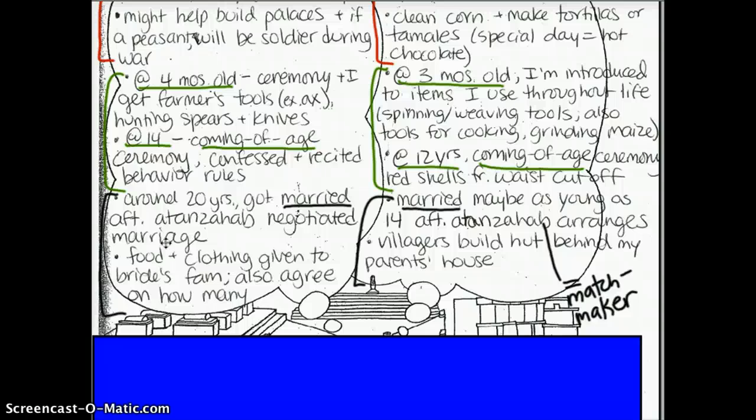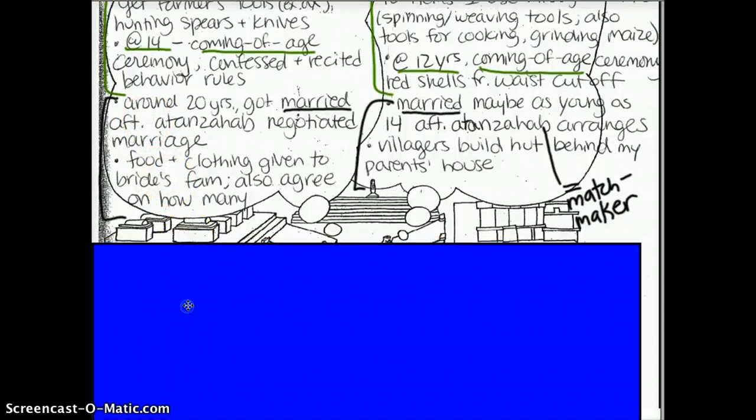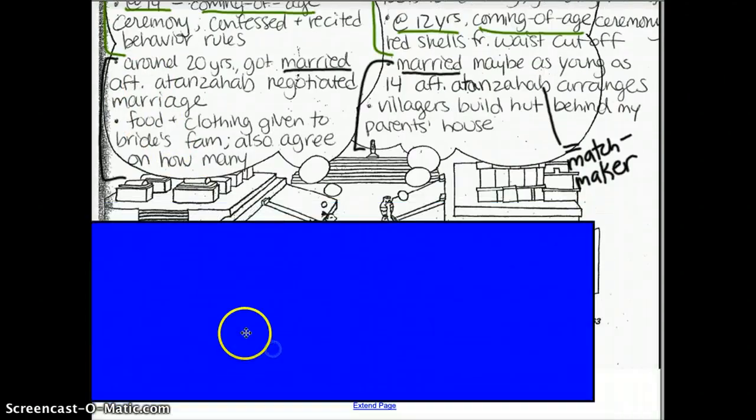And the male's family might give food and clothing to the bride's family. Oh, and they would agree to how many years the male would work for the bride's family.